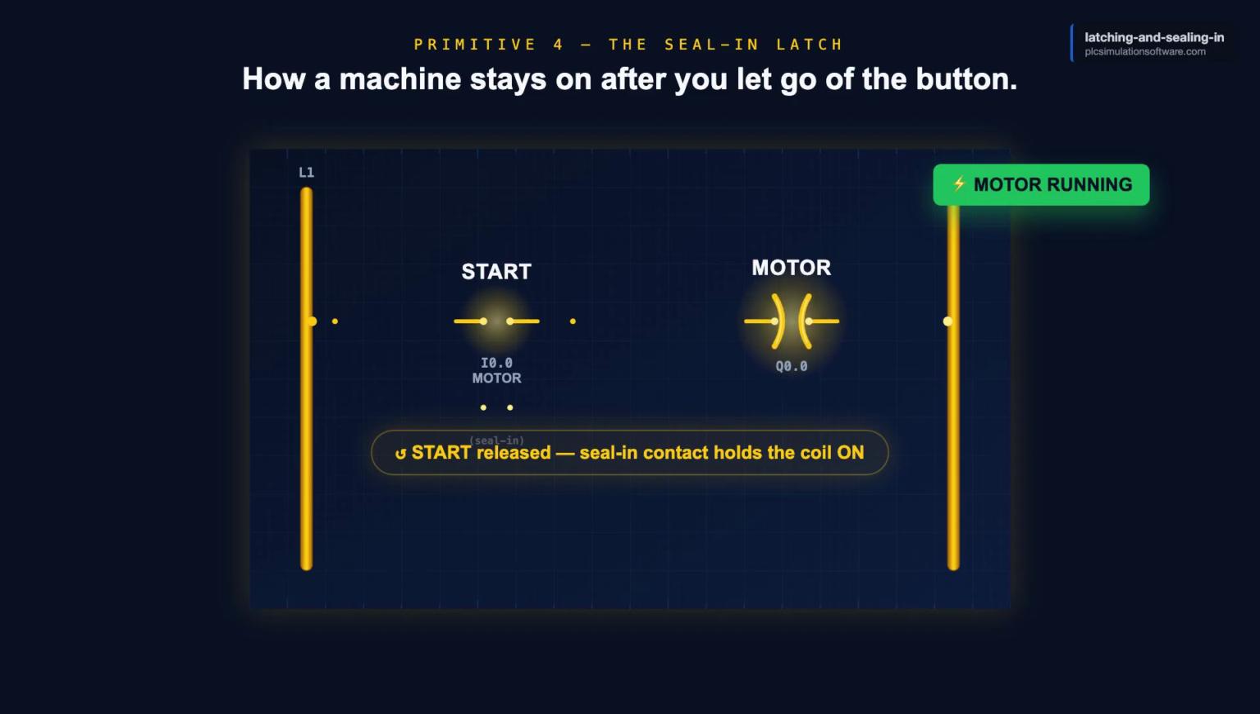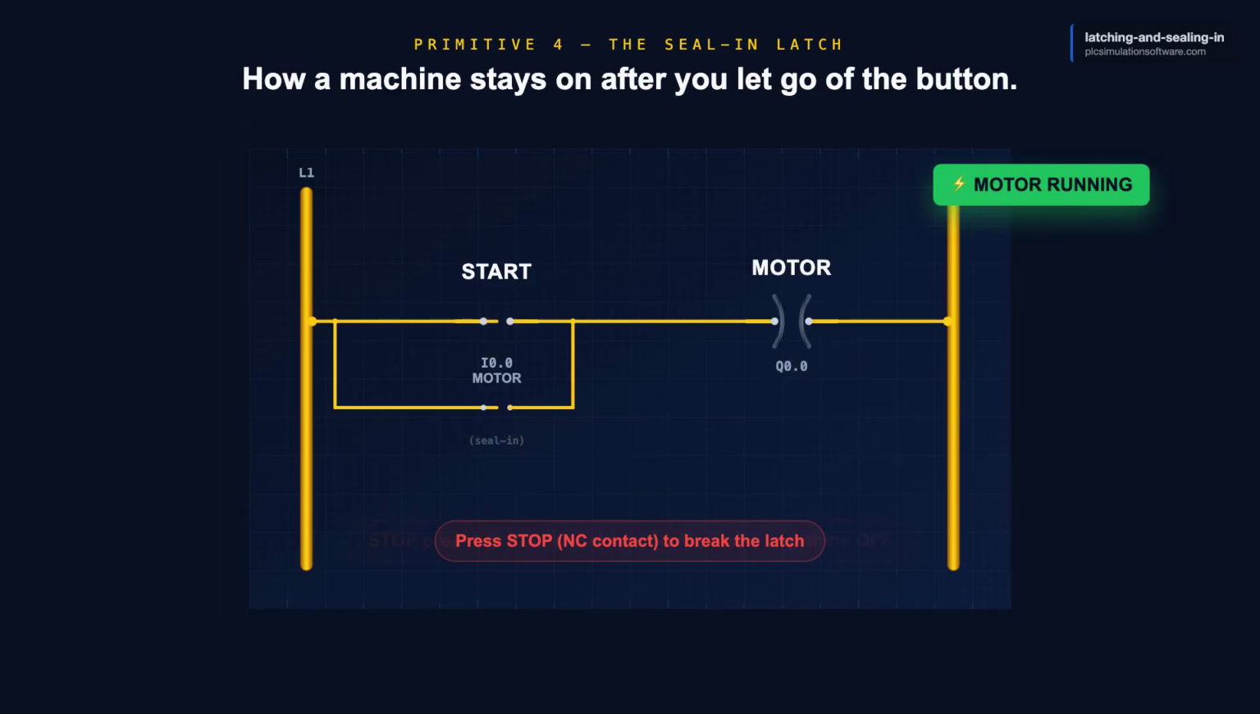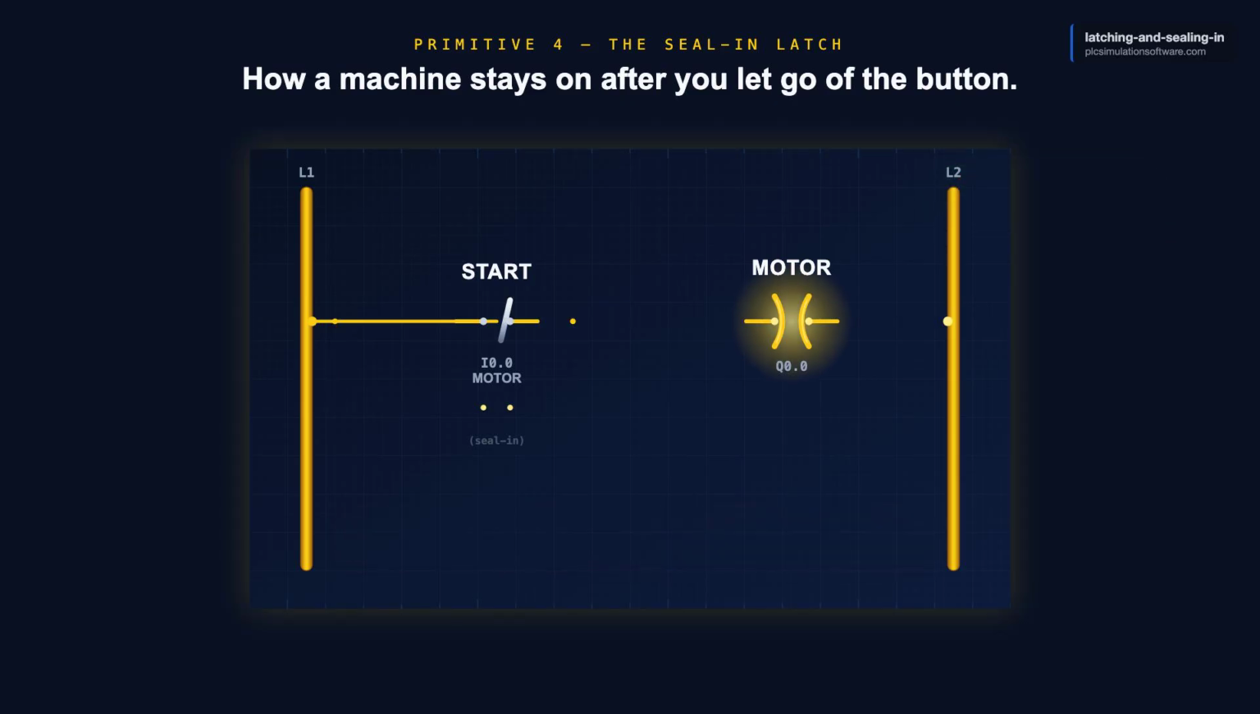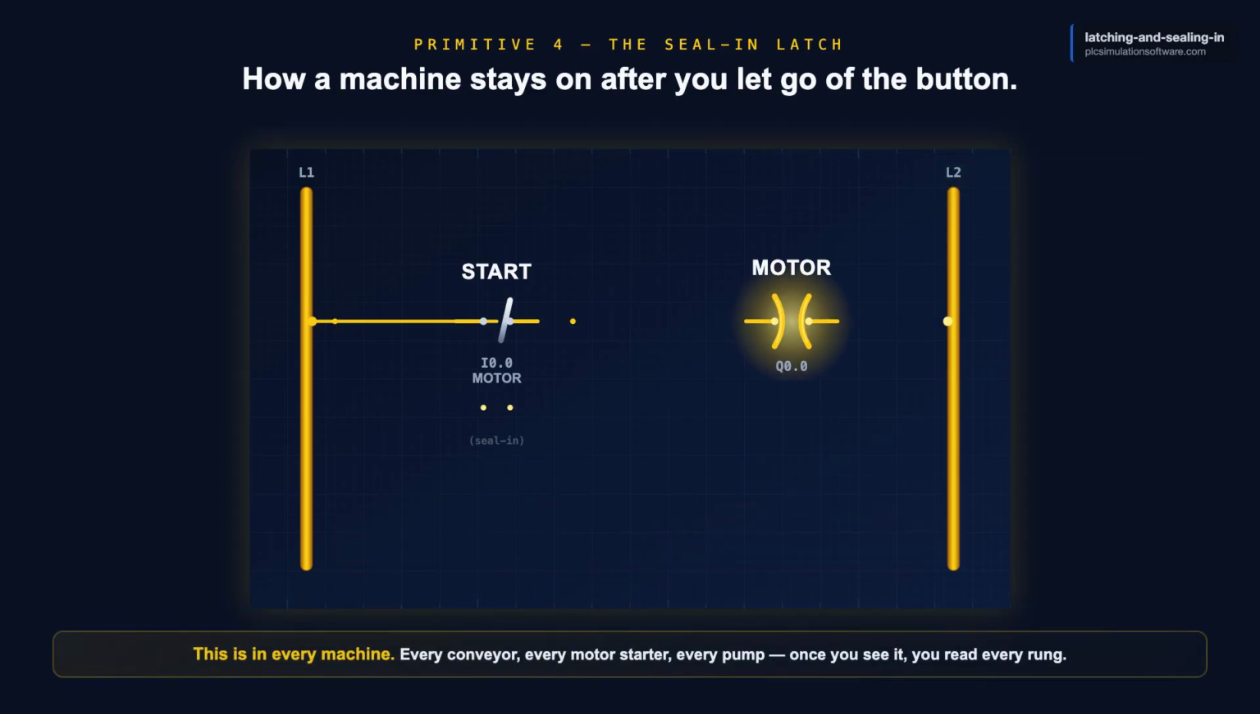When the operator presses start, current flows through the main path, the coil energizes, and the device turns on. Now the coil's own contact in the parallel branch closes. Even when the operator releases start, the coil keeps itself energized through its own feedback contact. The device stays on. To turn it off, the operator presses stop, which is a normally closed contact. Stop opens, current stops, the coil drops, the feedback contact opens, and the rung resets.